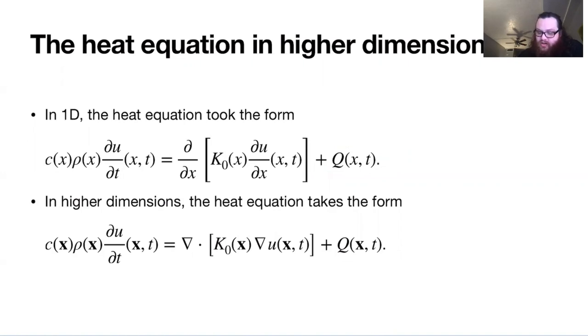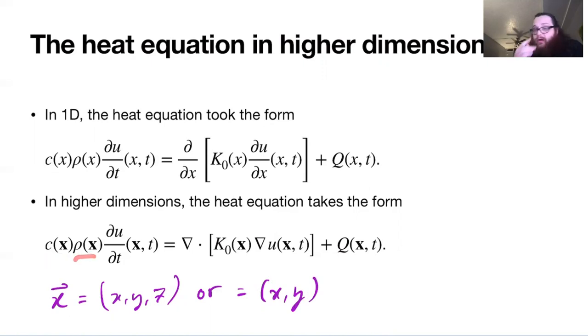So in higher dimensions, here x might be the vector x, y, z, or just a 2-dimensional thing. It doesn't really matter, but the point is that now specific heat and mass density are functions of multiple variables. So you're plugging in a vector, you're getting back a quantity. But we still have specific heat, mass density, one time derivative of u, except now the solution u that we're looking for depends on both space, this higher dimensional space, and time.